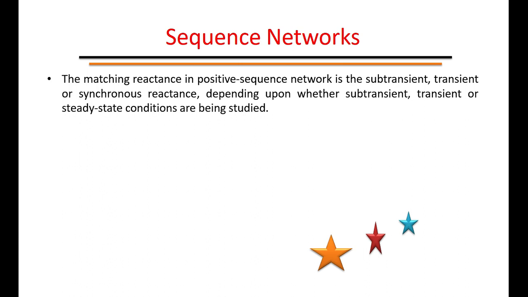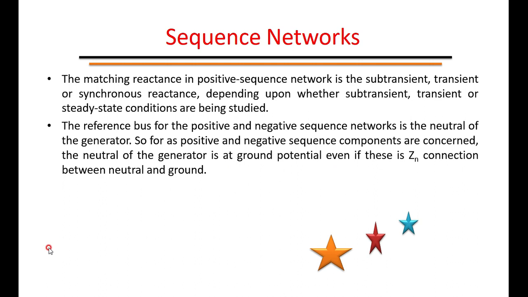If you are interested in determining a transient current, then the positive sequence reactance should be your Xd dash, or the transient reactance. If you are interested in the steady state current of the fault, in that case the positive sequence reactance is nothing but its synchronous reactance. This is how we have to represent the positive sequence network of the synchronous machine.